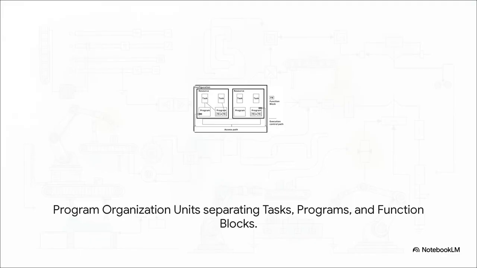What's really fascinating here is how the standard organizes control paths using Program Organization Units, or POUs. Basically, a resource hosts tasks, and those tasks execute programs. And these programs, well, they're essentially networks of highly reusable function blocks. This modular approach is a total game changer. It allows you to encapsulate complex algorithms, like a PID temperature loop, for example, and just reuse them across multiple projects without having to rewrite the code from scratch.